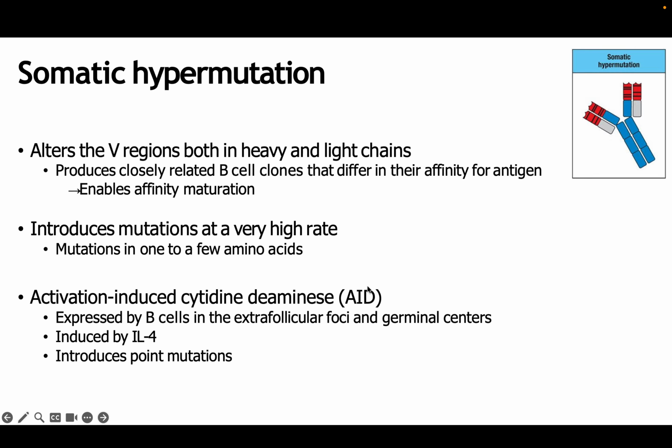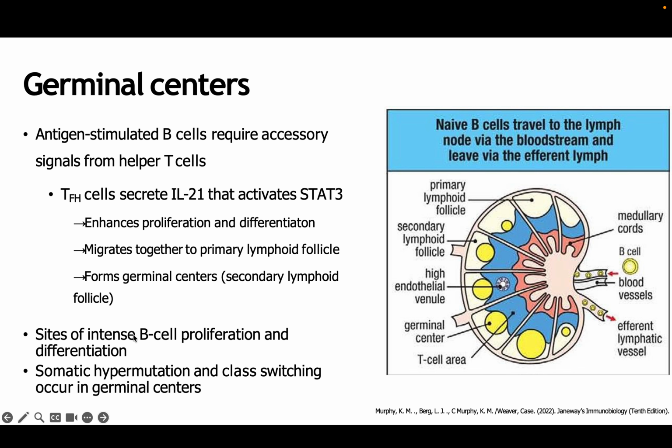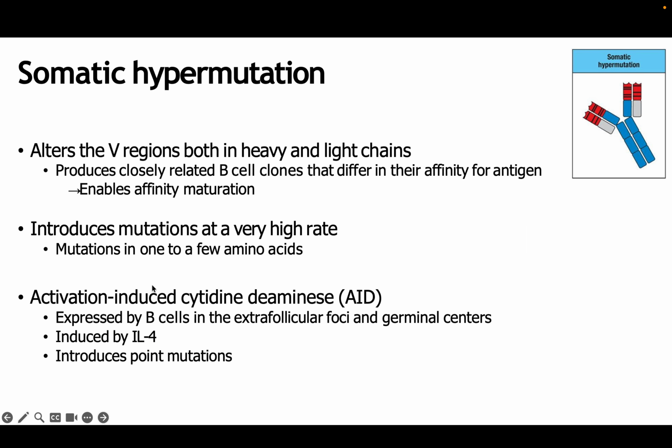AID is usually induced by interleukin 4, which is usually given by your T follicular cells. They produce interleukin 4, which helps the induction of AID to start creating these point mutations. You're trying to create much more diverse antibodies, because it could be that the antibodies you already have are not able to bind perfectly to the pathogen you're being infected with.